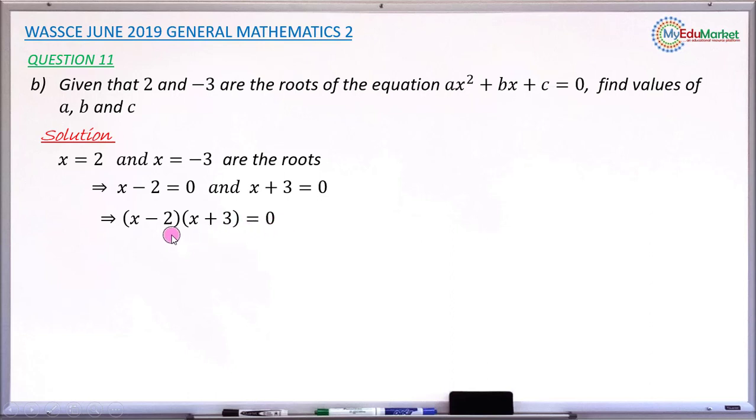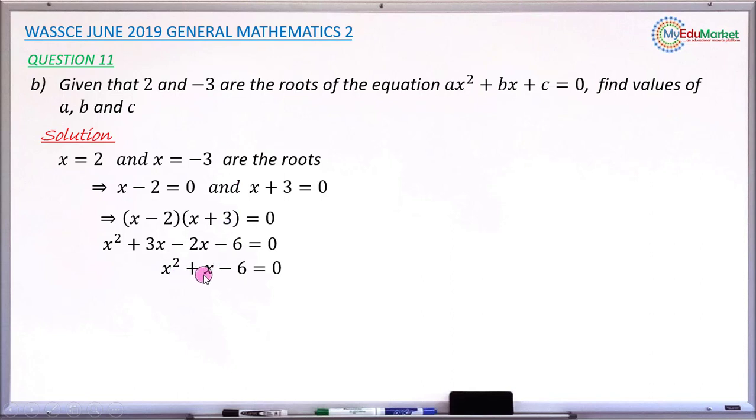So you now expand the two brackets and collect like terms. x times x means x squared, x times plus 3, minus 2 times x, minus 2 times plus 3. That will give a result x squared plus 3x minus 2x minus 6 equals 0. Collecting like terms, plus 3x minus 2x gives 1x. So you have x squared plus x minus 6 equals 0. This is the quadratic equation with roots 2 and minus 3.